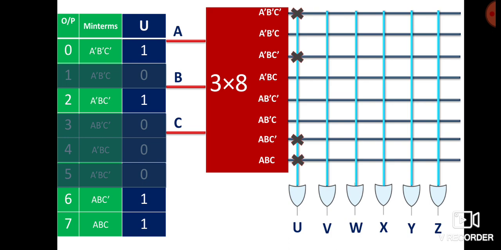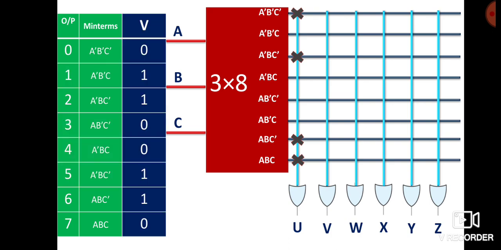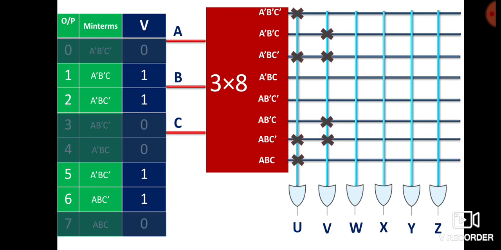Okay, similarly let's talk about v. So this is your v. Now in this v, the minterms I want to be 1 are these. I have blacked out the zeros. So which are these minterms? These minterms are 1, 2, 5 and 6. So I am going to make a cross at 1, 2, 5 and 6.